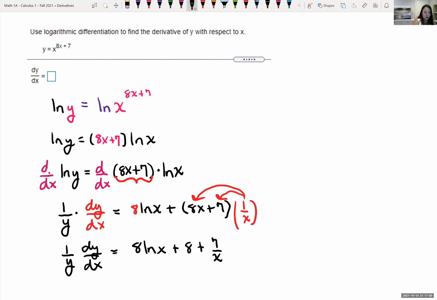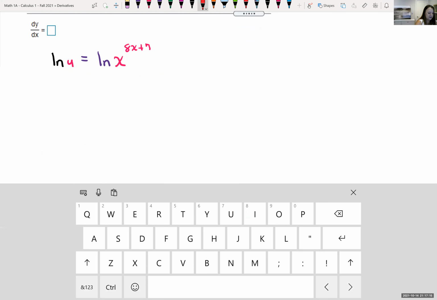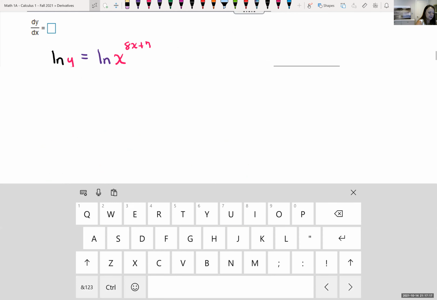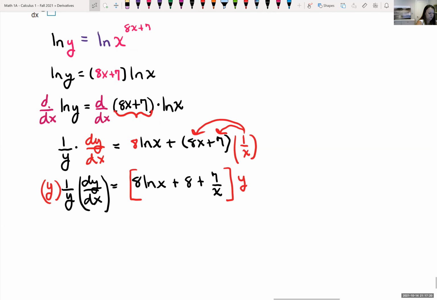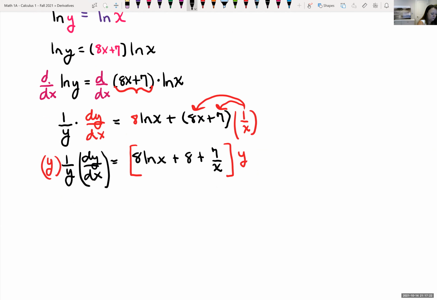We want to get dy dx by itself, and we can do that by multiplying both sides of our equation by y. So the y cancels on the left-hand side, leaving you with just dy dx is equal to this 8 natural log of x plus 8 plus 7 over x.